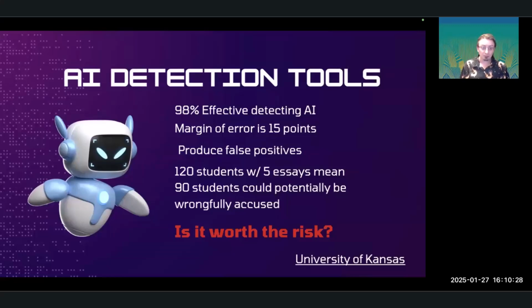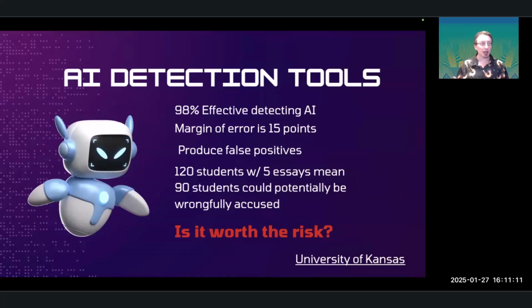According to Turnitin, it is 98% effective at detecting AI. Note that Turnitin says there's a margin of error of 15 points, so that 98% could be 83%. The challenge with AI detection tools is not that they'll miss an essay every once in a while and a kid will still get away with it. But the challenge becomes that they also produce false positives. And what that means is that a student who is writing and thinking and doing their best on an assignment might get accused of using AI by one of these AI detection tools.